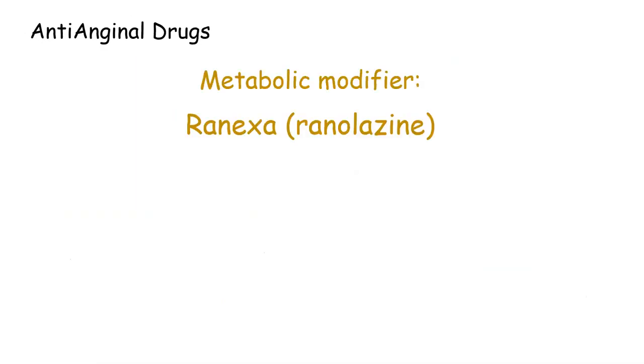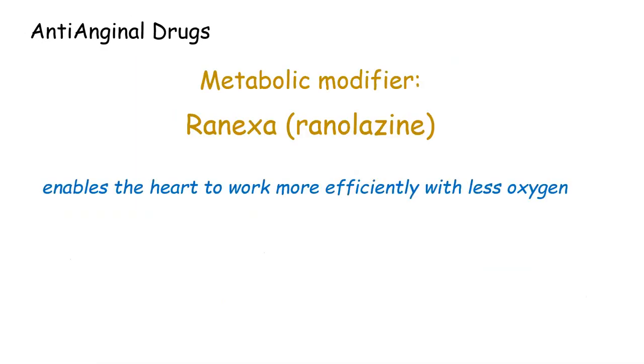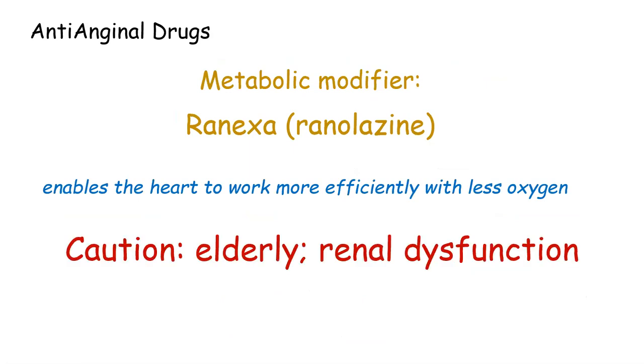And then finally, we've got the metabolic modifier, which is Ranexa. What this does, it enables the heart to continue working, just utilizing less oxygen. You have to be very careful using it in elderly or people with renal dysfunction. I'm going to stop here and I'm going to pick up the next part of the video with the anti-arrhythmia.